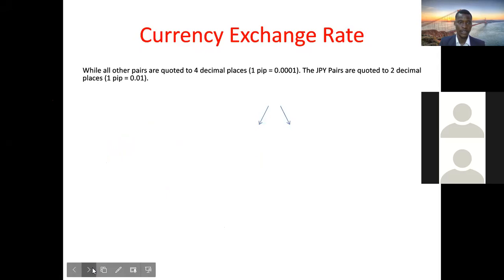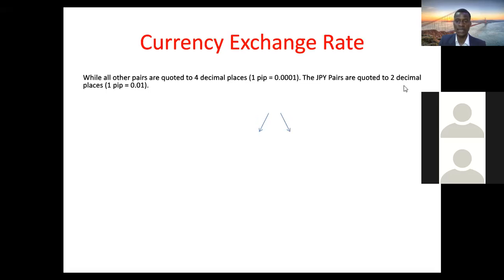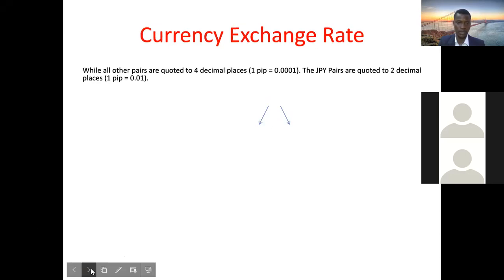So currency exchange rate: all other pairs are quoted in 4 decimal places, where 1 pip is equal to 0.0001. The last number there, the fourth number, is the pip. Then the JPY pairs are quoted to 2 decimal places. JPY is the Japanese yen. It's a different currency pair entirely, so its quotation is different. We're going to be looking at the difference between the quotation and a normal currency pair.